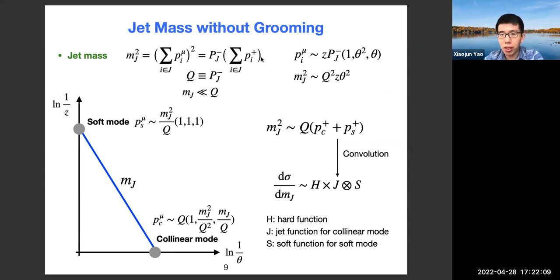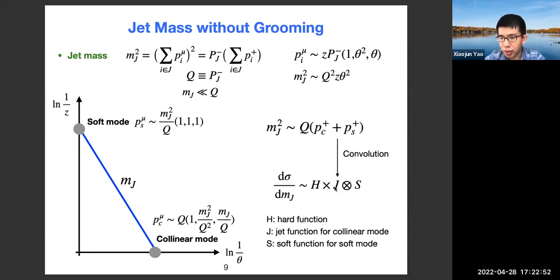Using this formula, we can see that the contribution to the jet mass comes from the collinear mode and the soft mode, but only the plus component of their momentum matters, because the P minus, when you sum over it, just gives you the original high energy scale Q. And this linear relation in the plus component leads to a convolution when we write down a factorization formula describing the jet mass distribution. This is the jet mass cross-section. The cross-section can be written as a hard function times a convolution between the jet function and the soft function.